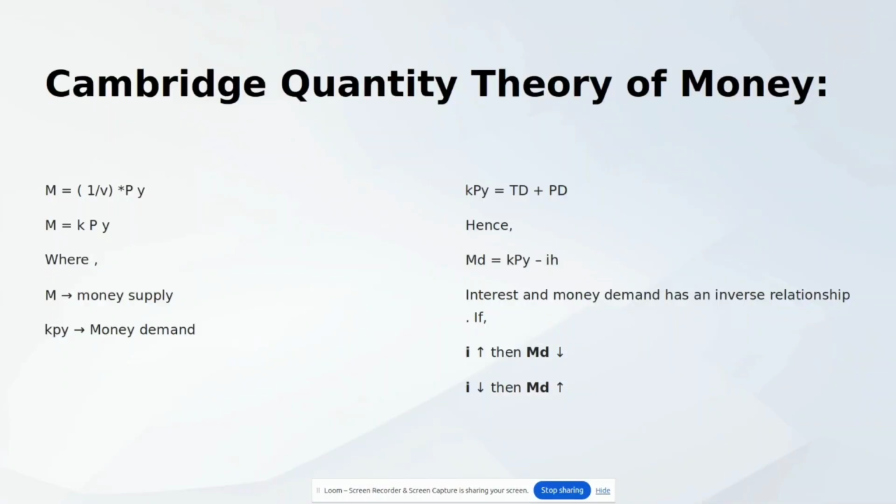And the Cambridge quantitative theory of money is described here. Here, M is equal to k times PY, where M is the money supply and kPY is the money demand. Interest and money demand have an inverse relationship. If interest increases, money demand decreases, and if interest decreases, money demand increases. As we can see here, kPY is equal to TD plus PD.